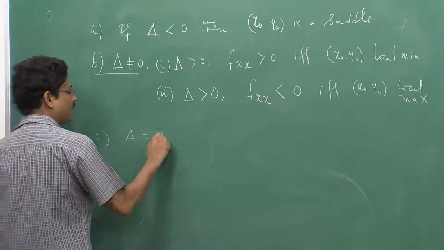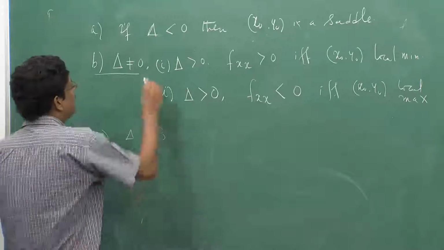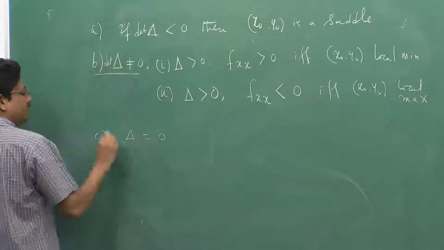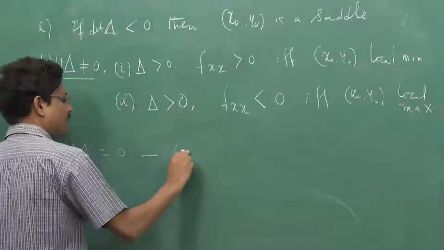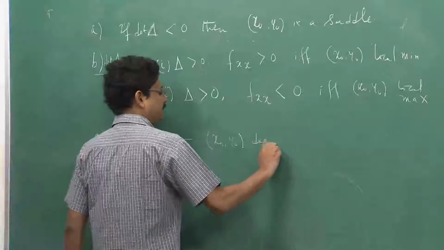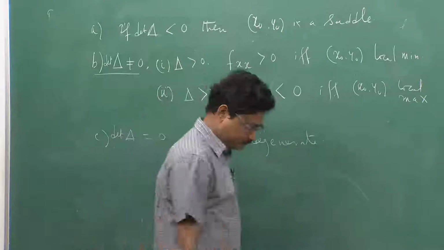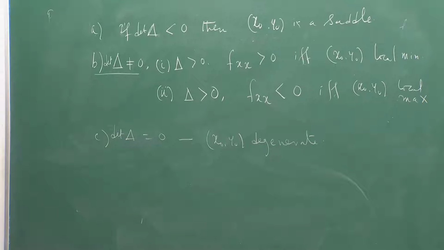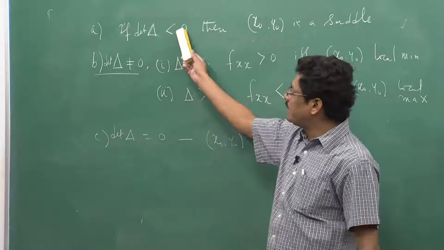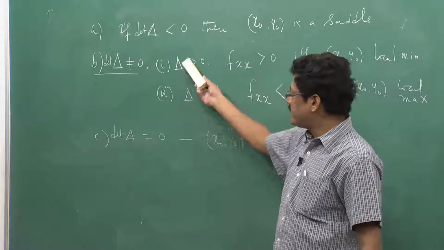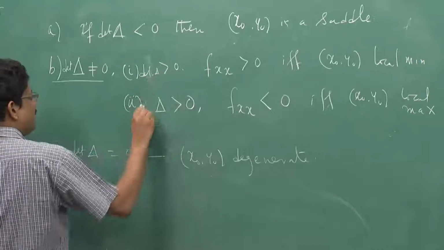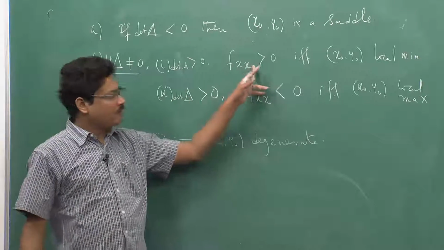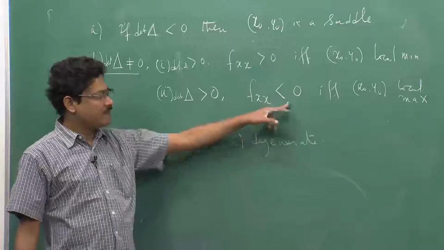(C) delta equal to 0, I should have written determinant everywhere, determinant delta equal to 0, then okay. So, this is so easy to remember. If the determinant is less than 0, saddle. In both the other cases the determinant is positive, and so it is determined by the sign of f_xx: f_xx greater than 0, local minimum; f_xx less than 0, local maximum.